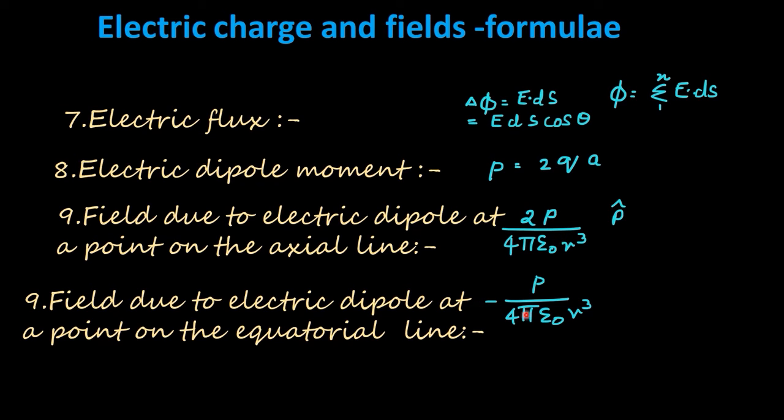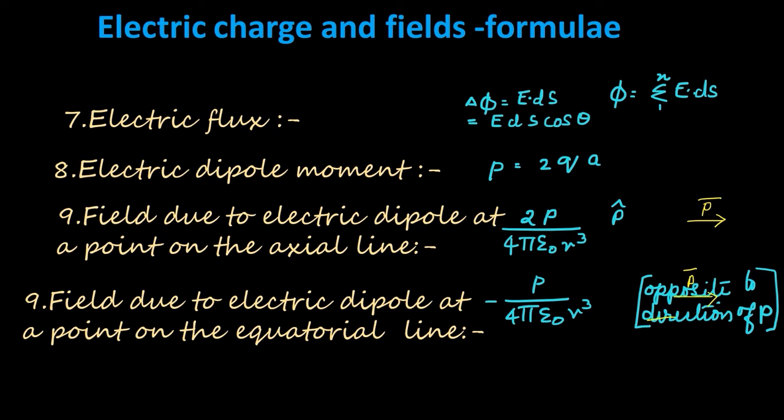If the dipole moment direction is along this direction, here the electric field direction also is in the same direction. But in this case, the electric field direction is in this opposite direction. That is why a negative sign is used here.